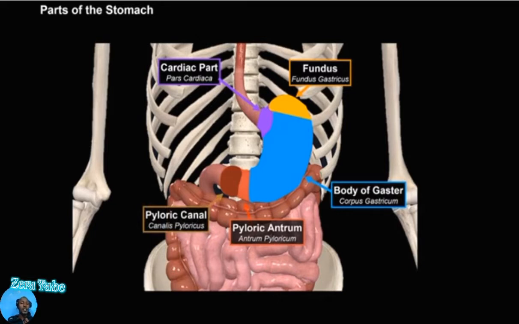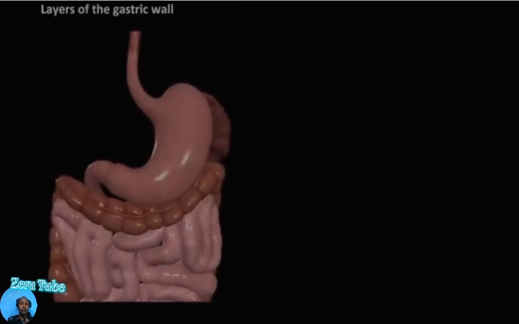So the end point of the pyloric canal is the sphincter, which is called the pyloric sphincter, which is mainly formed by the muscle of the stomach. The stomach muscles form a sphincter. So the end point of the pyloric canal is the pyloric sphincter.